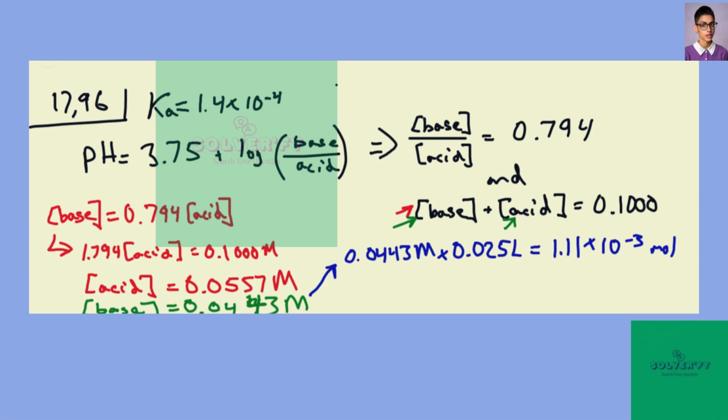So we have 1.11 times 10 to the minus 3 moles, and we divide by the concentration of hydroxide, which is 1.00 molar, and we get a value equal to 1.11 times 10 to the minus 3 liters. And if we convert to microliters, because the question specifically asks for that, it's 1,110 microliters.